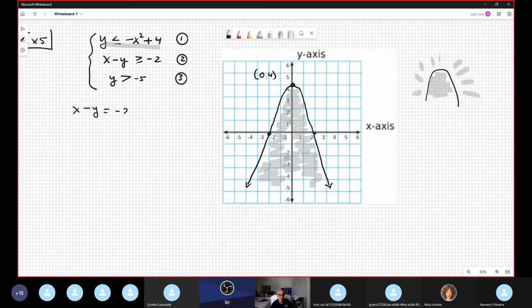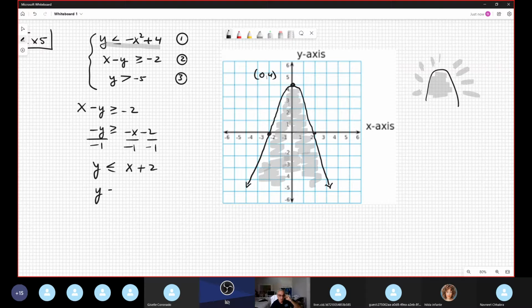x minus y greater than or equal to minus 2. Immediately I convert to equation, guys. Oh, no. Much better, more efficient, is to solve for y first. x minus y greater than or equal to minus 2. Solve for y. Minus y greater than or equal to minus x minus 2. Divided by -1, y is less than or equal to, reverse the sign, x plus 2.